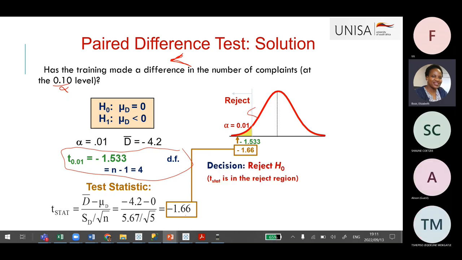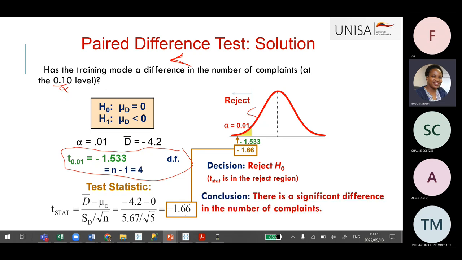Hence, we make a decision to reject the null hypothesis and conclude that there is a statistical difference in the number of complaints, because we reject the null hypothesis and state that training did make a difference in terms of the number of complaints after people attended training. And that's how you will make a decision.